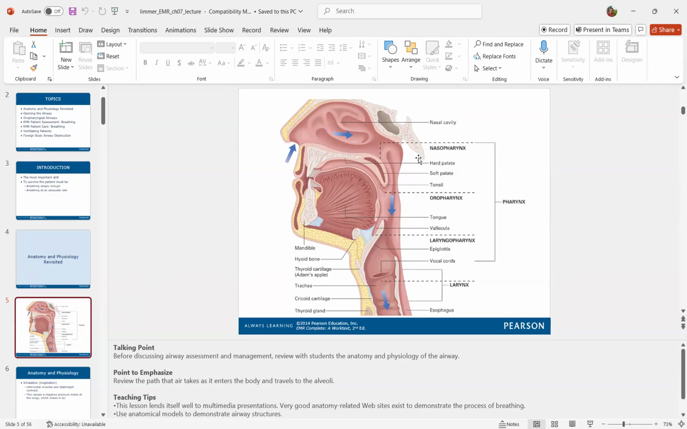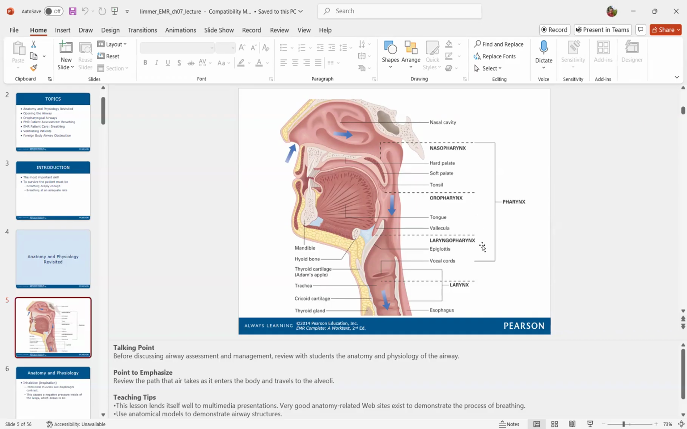Our nasopharynx, so this is our nose area, which is why they call it a nasopharyngeal airway. Our nasopharynx, our hard palate, the top of our roof of the mouth, soft palate, and our tonsils are all part of that. We have our oropharynx, which is why they call it an oropharyngeal airway or oral airway, because that's our mouth. This is where our tongue is, the vallecula, our mandible, all of that is part of our oral airway. And then we have our laryngopharynx.